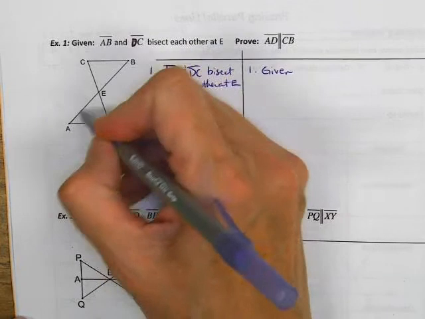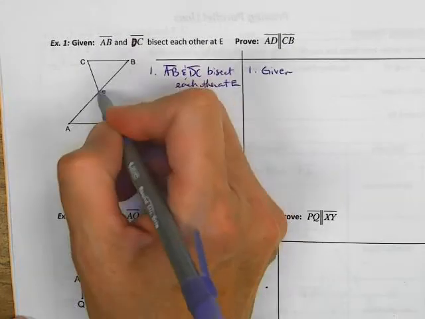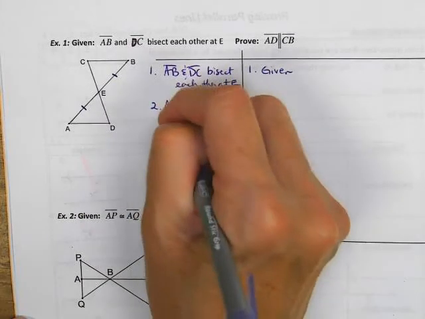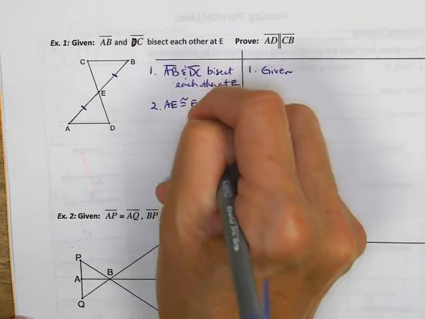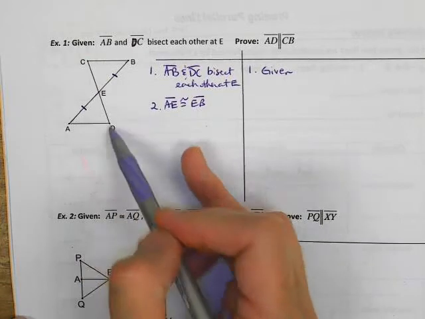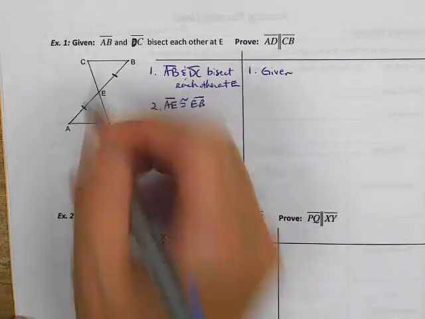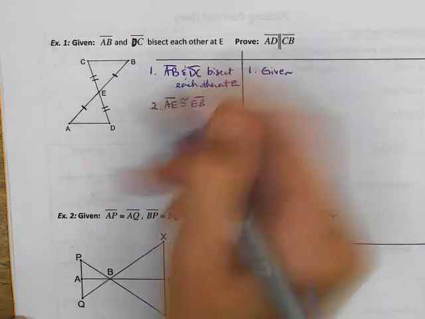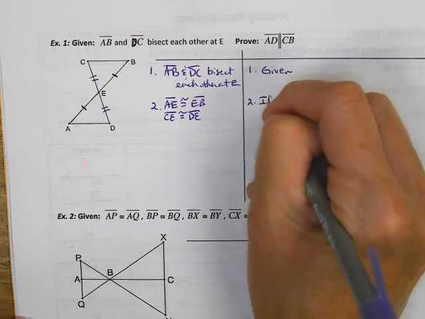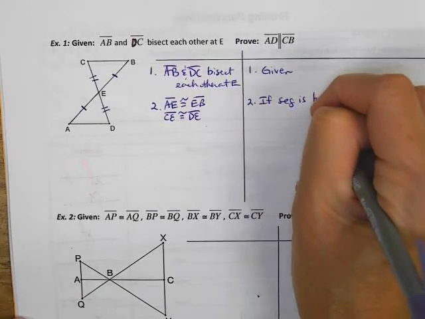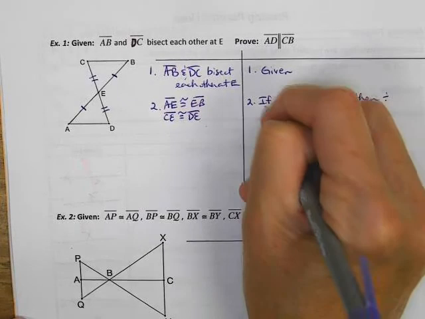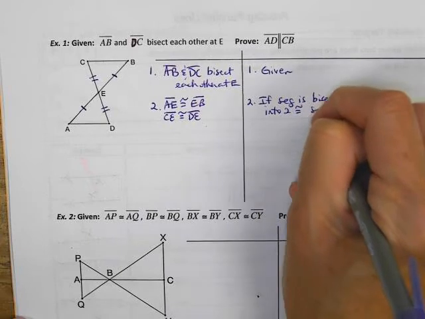So if AB gets cut in half at E, shouldn't that mean that AE is congruent to EB? I'm just building off of the given. But it said they bisect each other, so that means DC also gets cut in half at E, which means CE is congruent to DE. Now we're going to say if a segment is bisected, then it's divided into two congruent segments.